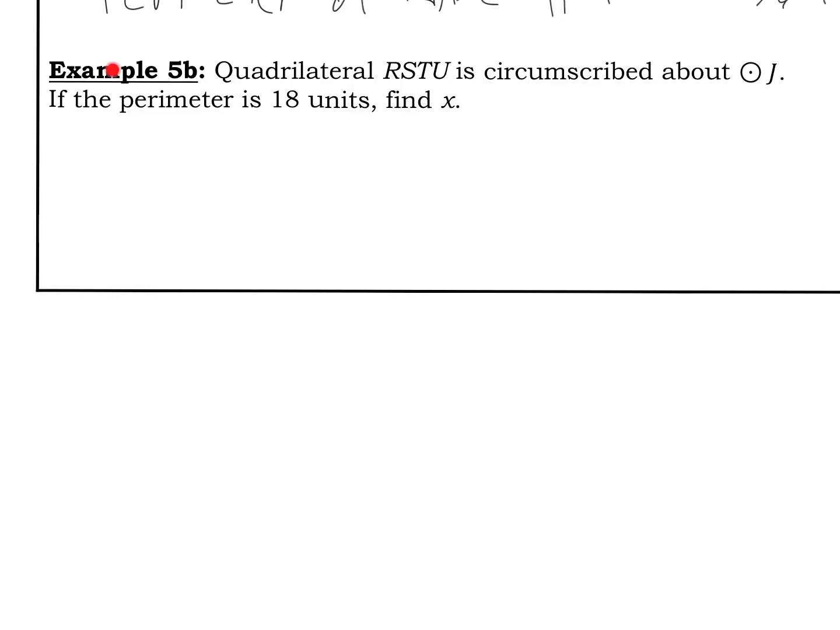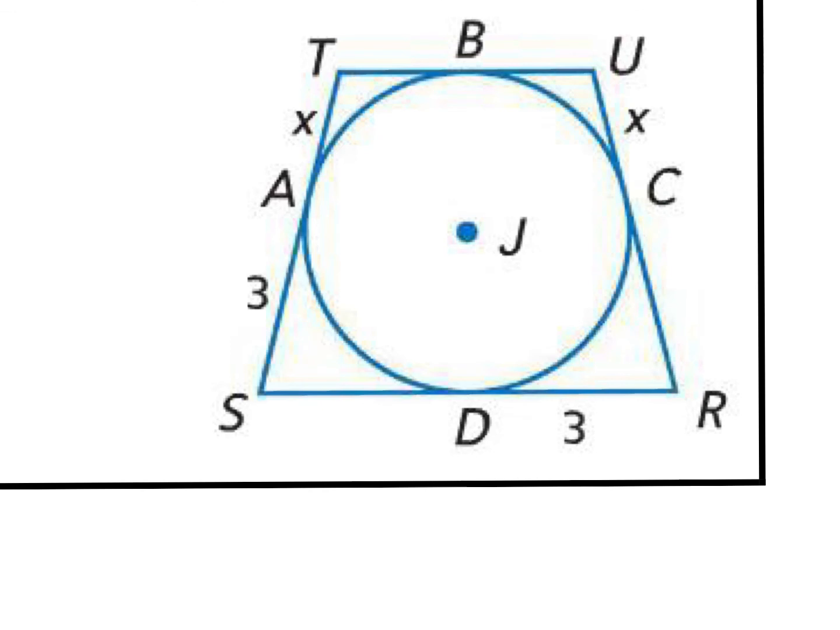In example 5b, it says quadrilateral RSTU is circumscribed about circle J. If the perimeter is 18 units, find x. Okay, so we know that the perimeter is 18 units. And so we're given x's here and here, right? So if they're coming from the same corner, then you know they're congruent. So I'm going to put an x here and here. And I'm given a 3 for AS, so SD is going to be 3. I'm given another 3 for DR, so CR is 3.